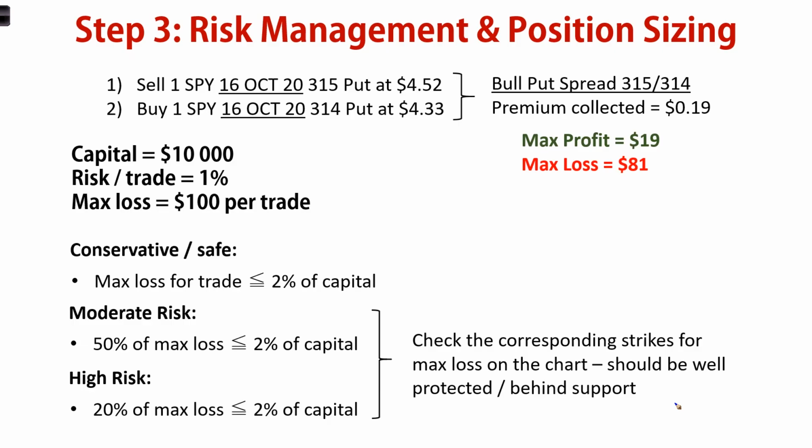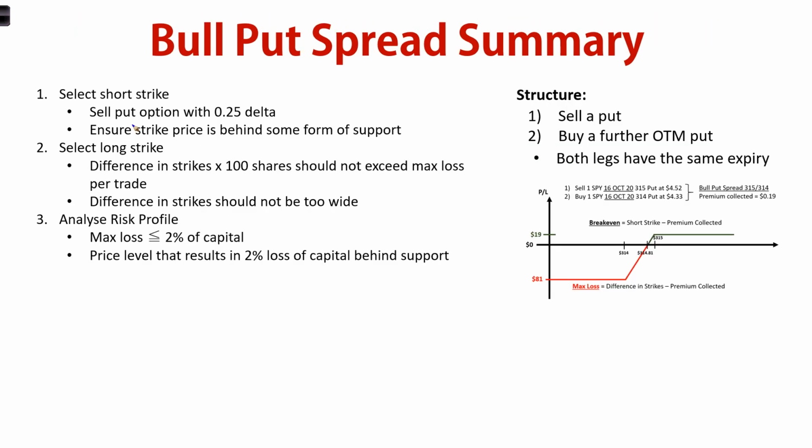Alright, so I hope you have a better picture and understanding of risk management and position sizing for the bull put spread. So in summary, what we want to do is to sell a put option with a 25 delta and then ensure that the strike price for the option is behind some form of support. And then next, we determine our shares, our risk per trade, and from here, we can very easily determine our long strike. And recall that the difference in the strike should not be too wide. If not, you will lose out in some profits.